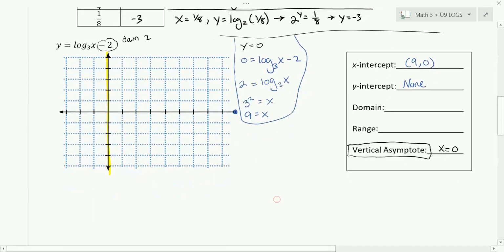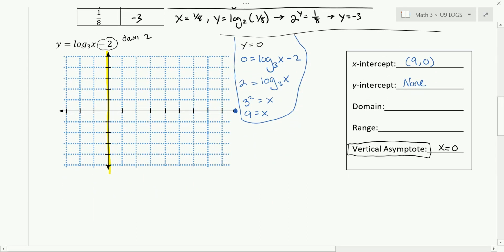We want to get a graph of this. We have one point, which is our x-intercept, but I want you to have at least 3 points to graph. With logarithms, it's easier to plug in y than it is for x. Most functions, it's easier to plug in x first and solve for y. But with logarithms, it's easier to pick a y value, plug it in, and then solve.